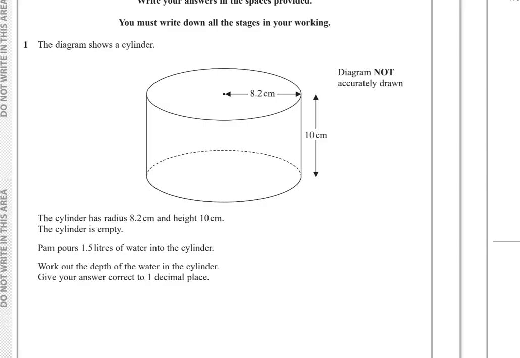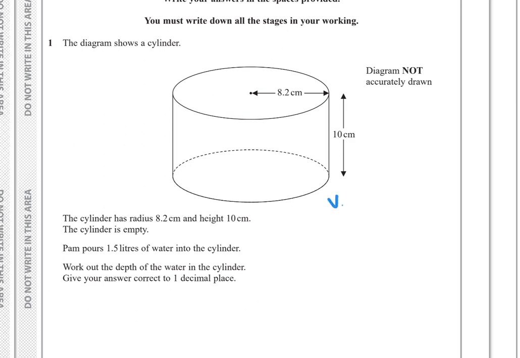Number 1. The diagram shows a cylinder. The cylinder has radius 8.2 cm and height 10 cm. The cylinder is empty. Pam pours 1.5 liters of water into the cylinder. Work out the depth of the water in the cylinder. Give your answer correct to one decimal place.